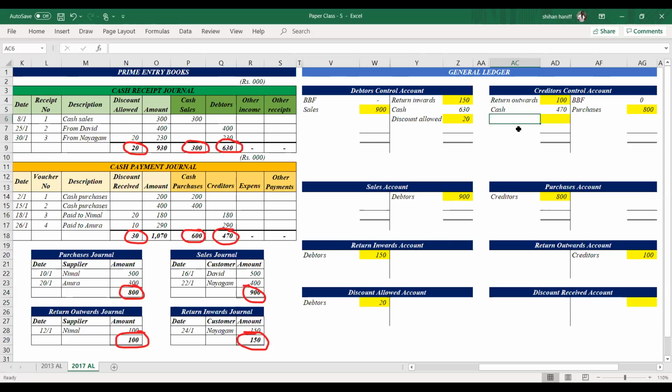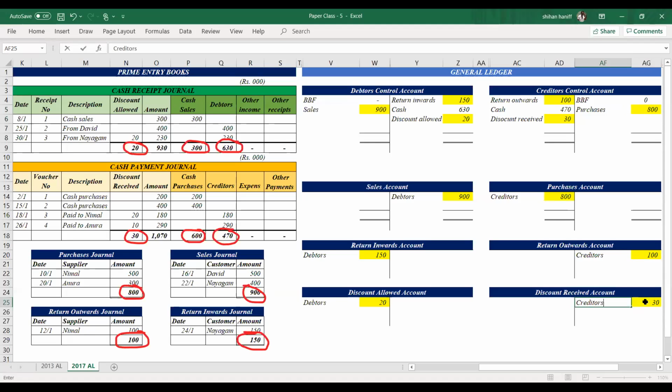And discount received will be debited to the creditors control account. Creditors account debit 30,000. And discount received is an income, therefore it will be credited 30,000 from creditors.